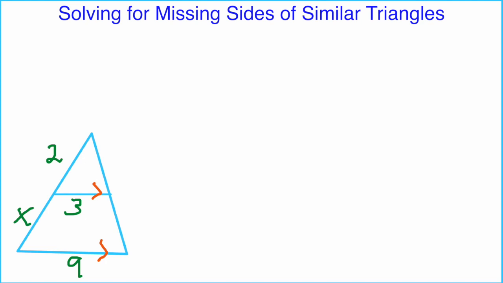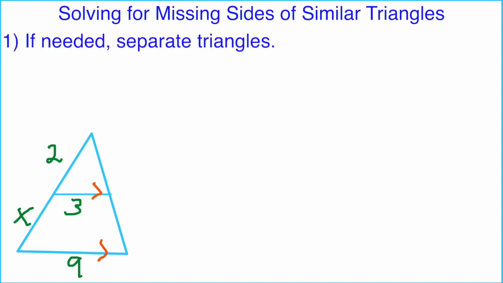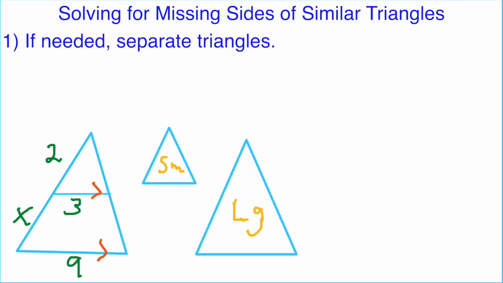Now, you might be tempted to look at this and quickly think that you know what x is, but be careful. You might see a pattern like 3 times 3 is 9, so 2 times 3 is 6. X does not equal 6. So we have some steps that we have to do to make sure that you don't think that x equals 6. So the first thing that we have to do is, if needed, separate the triangles. Let's get them separated.